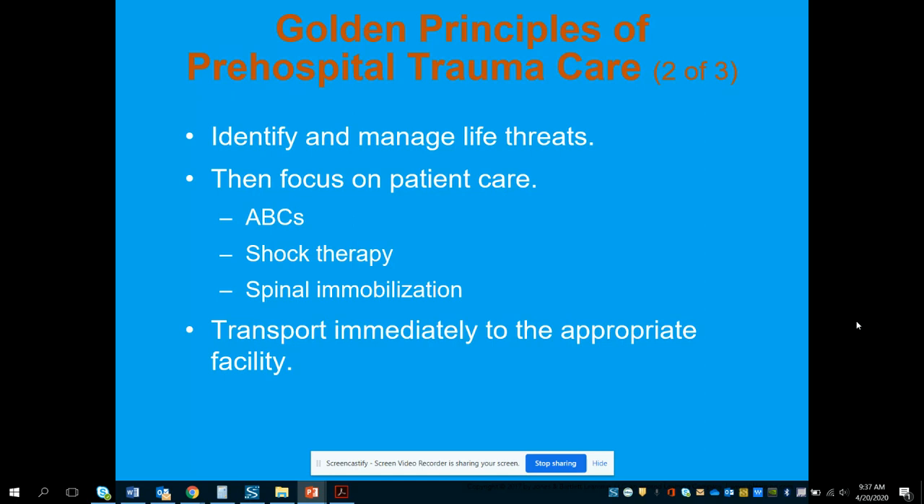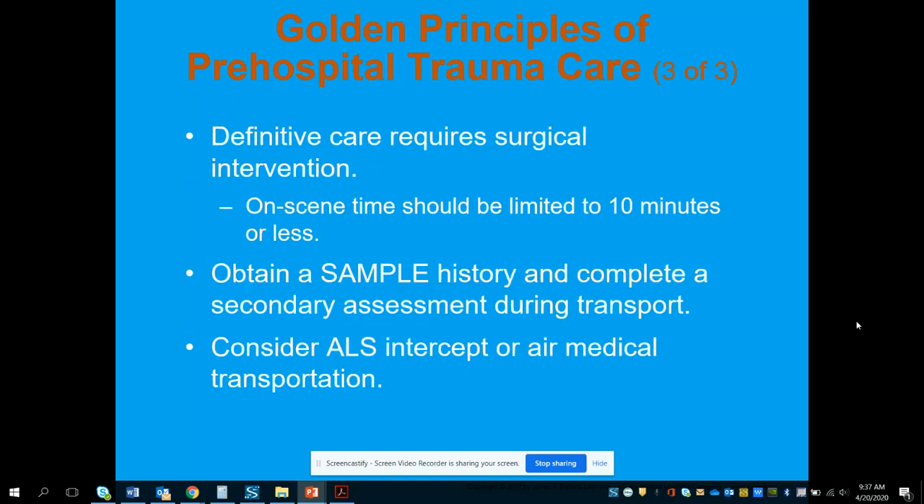So we want to transport immediately to the appropriate facility. And we're going to talk a little bit more about what the appropriate facility means and the levels of trauma center, but understanding that definitive care requires surgical intervention for trauma patients. So they really don't need an EMT. They don't need a paramedic. They need somebody to get them to the hospital as quickly as possible. There's not too much that we can do. We can help stop the bleeding, but especially further than that, we're talking about internal bleeding or other internal organ damage. They really need a surgeon.